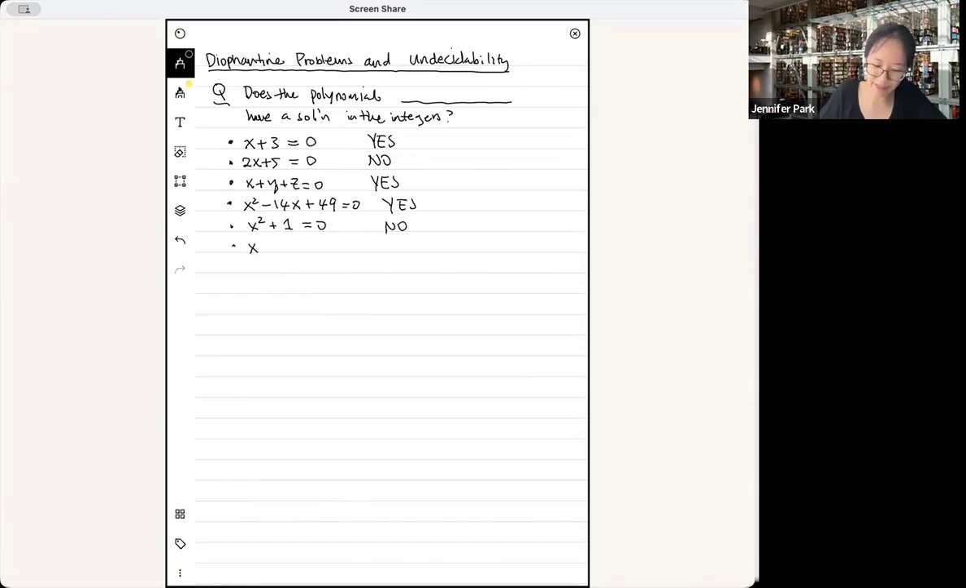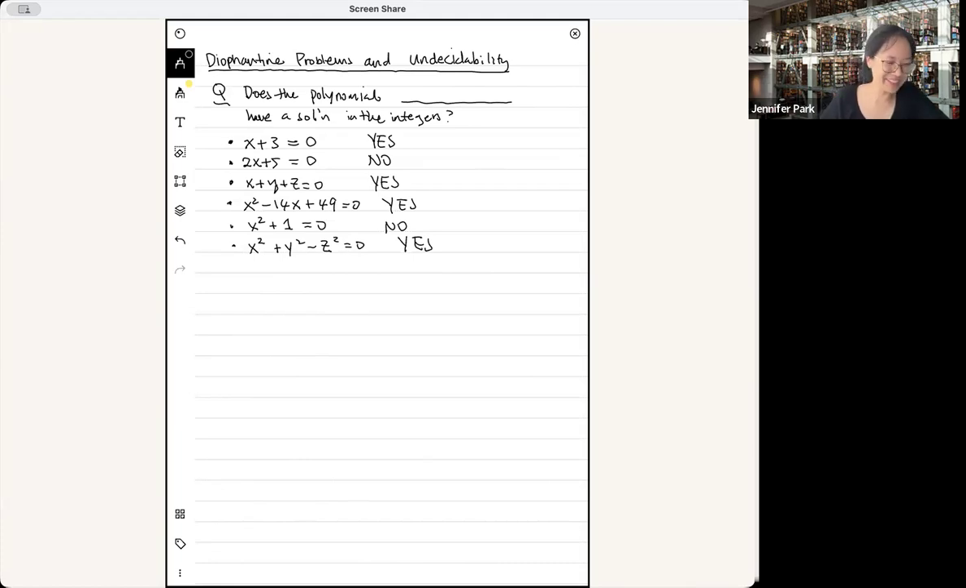Okay, getting a little bit trickier now. So now I'm going to go back to a multivariate question: x squared plus y squared minus z squared is equal to 0. Yes or no? Yes. I can see it's a little bit slower. So these are the Pythagorean triples, right? You can do something like 3, 4, 5 or 5, 12, 13, and things like that. So again, this is a yes.